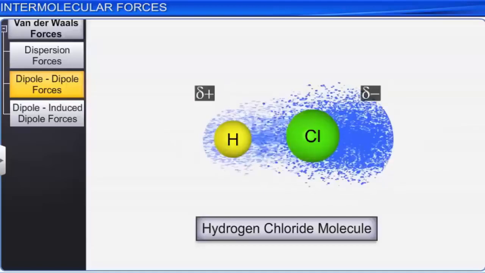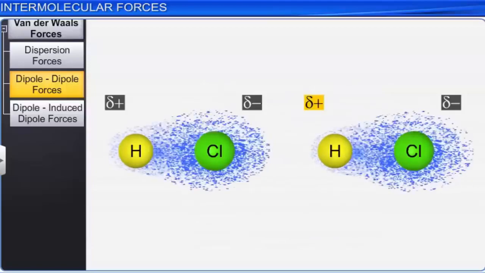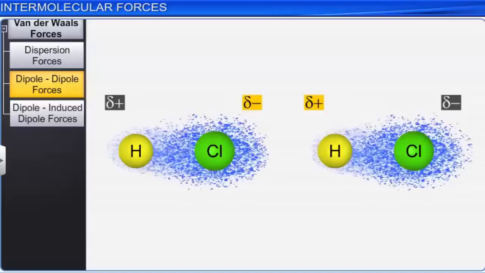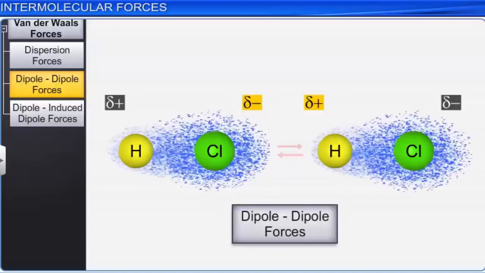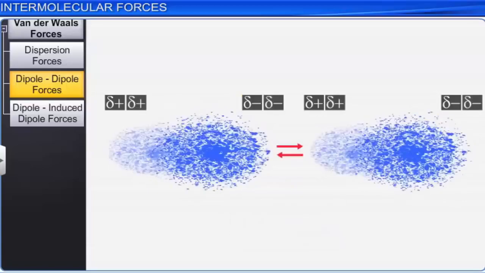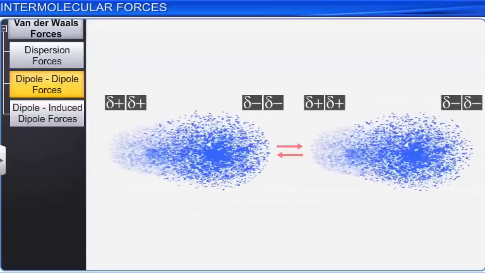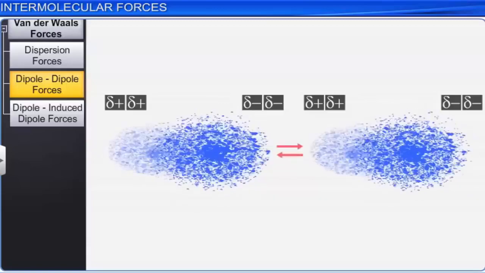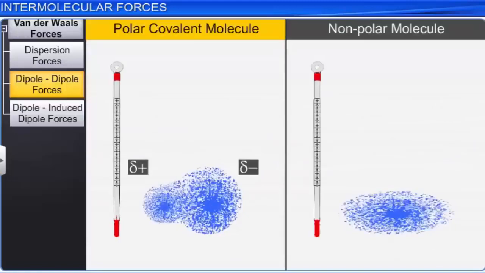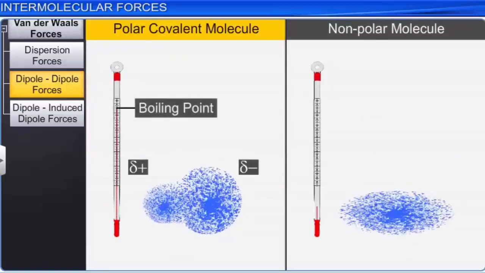The attraction between the positive end of one polar molecule and the negative end of the other polar molecule forms the dipole-dipole forces. The more polar the molecule, the greater is the strength of its dipole-dipole interaction. Due to this, the boiling point of polar covalent compounds is relatively higher than that of non-polar covalent compounds.